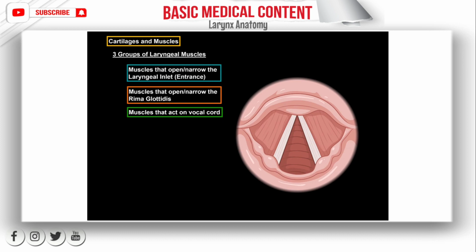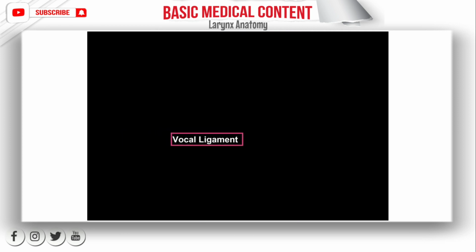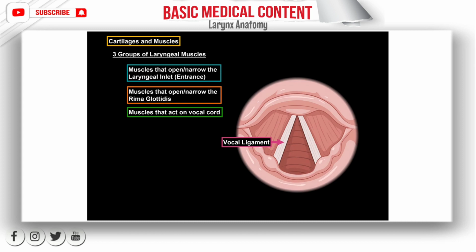Earlier, I told you that the vocal ligament is situated here, but that's not entirely correct. Look closely at the structures here. The vocal ligament is located within the mucous membranes. So the mucous membrane together with the vocal ligament is what is referred to as the vocal cords. So that's essentially what I mean by the last group of muscles. They act directly on the vocal cord, which essentially is the vocal ligaments.